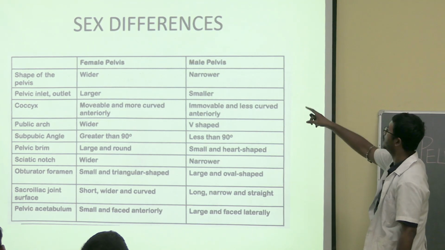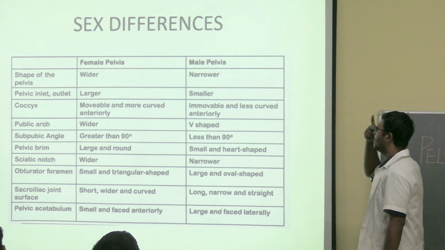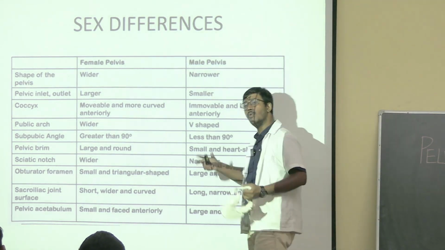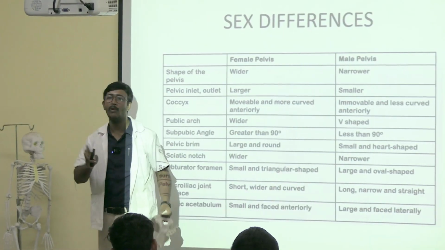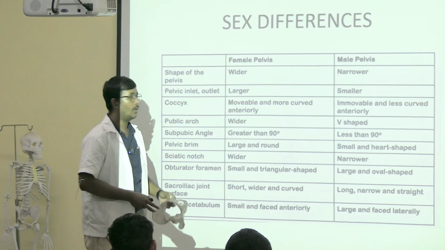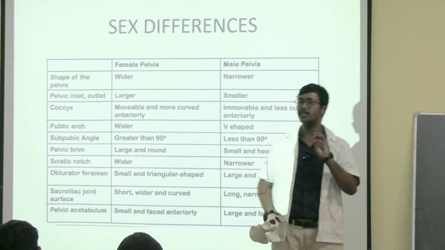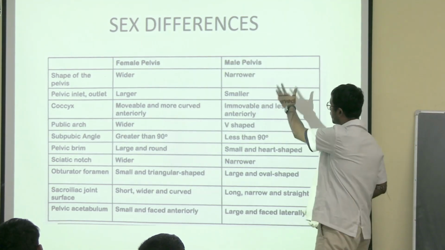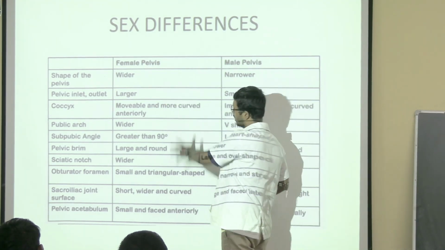There are various points between the female pelvis and the male pelvis, but one easy trick to remember is that everything is wider and larger in the female. Only three things will be wider and larger in males: your obturator foramen, sacroiliac joint, and acetabular notch. Those will be wider and larger in males. All the rest will be wider and larger in females.